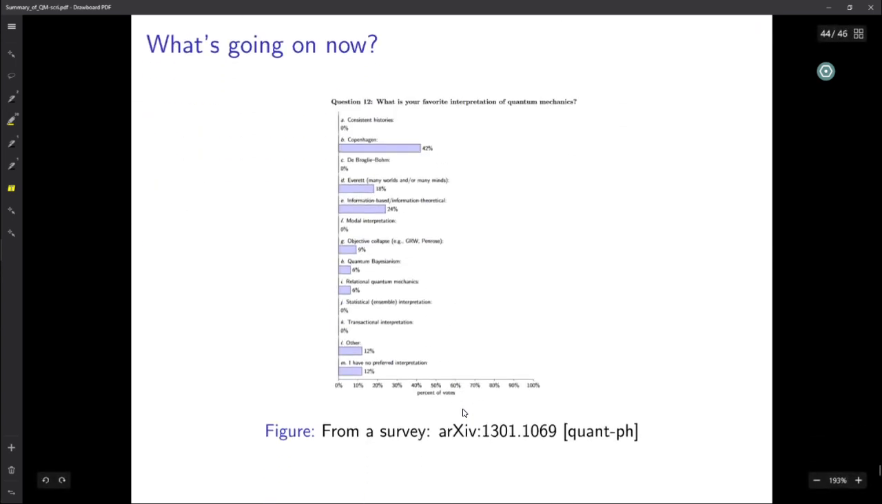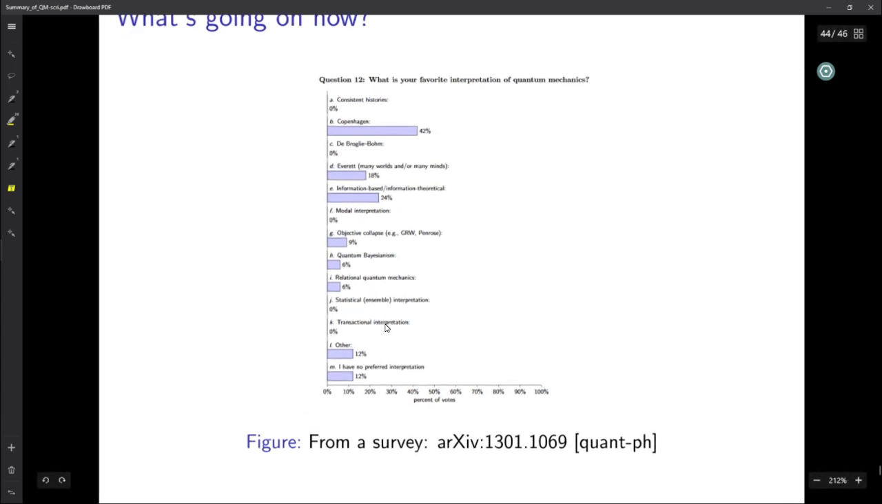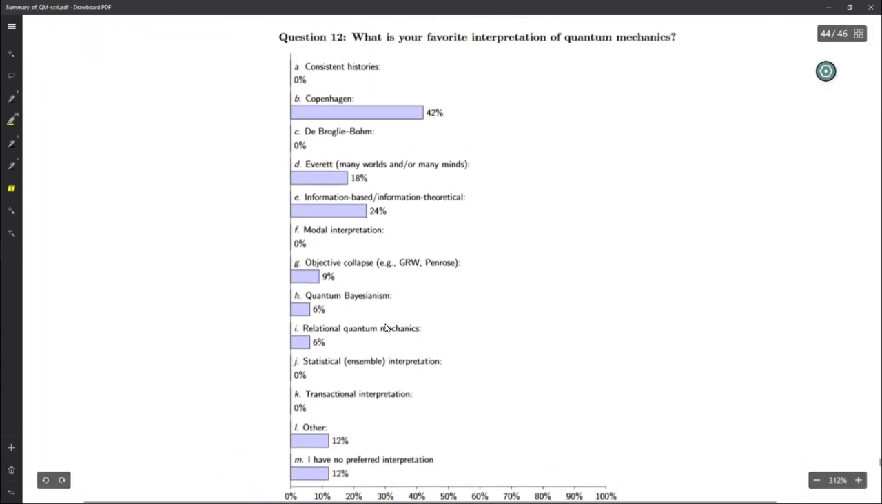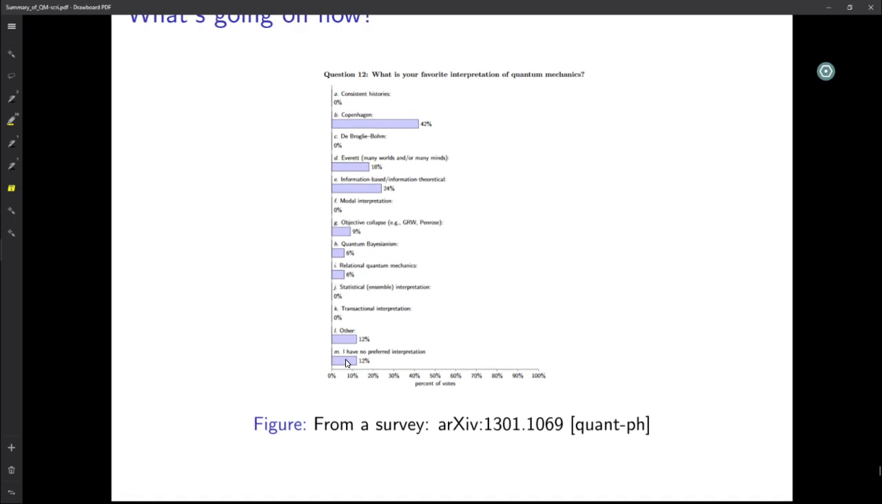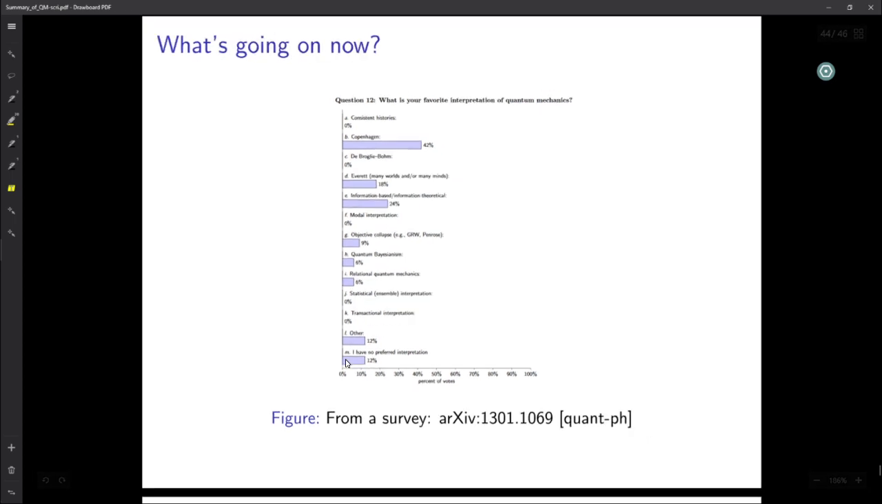And in fact, to give you a preview, this was a survey conducted a few years ago of what's your favorite interpretation of quantum mechanics, and you can see that there's almost no consensus. Copenhagen is 42%, but obviously it's full of plot holes. So you can see that the community by itself is confused, and there's no singular formulation. This was actually done in 2007, I think. And right now we have a few more formulations in the field.